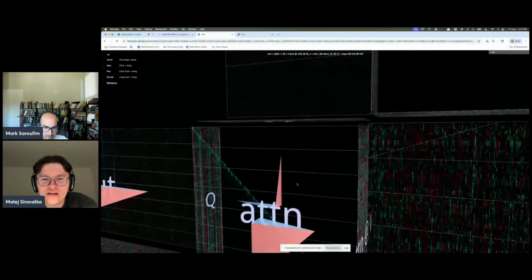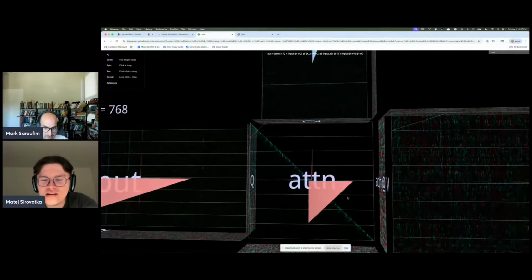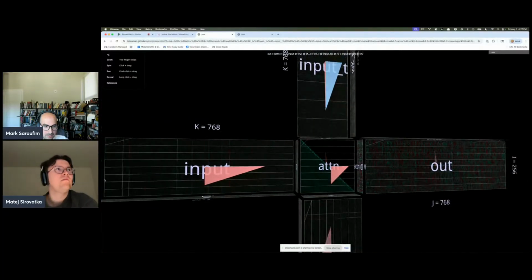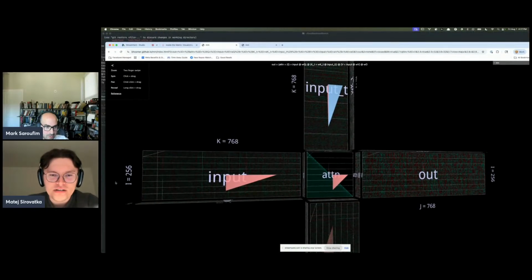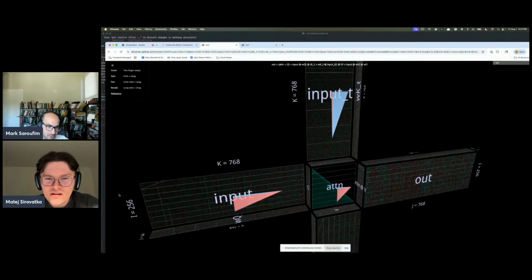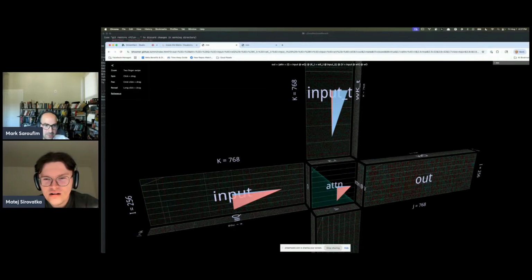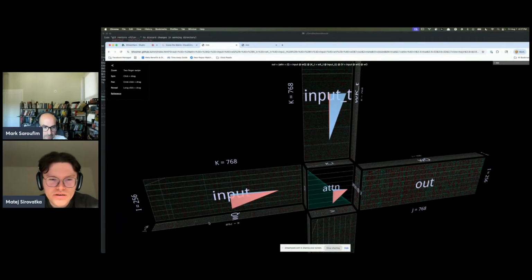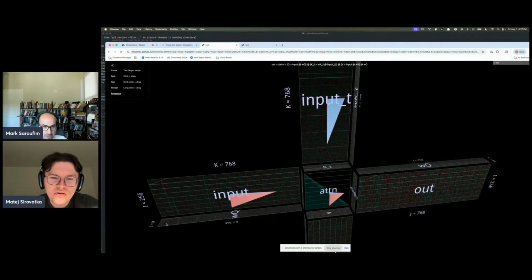This is the mask here, I guess. Okay, so basically the input, let's say it's 256 times 768. 768 is the inner dimension, 256 is the batch. WQ is something small on its output dimension, but something large on its inner dimension.